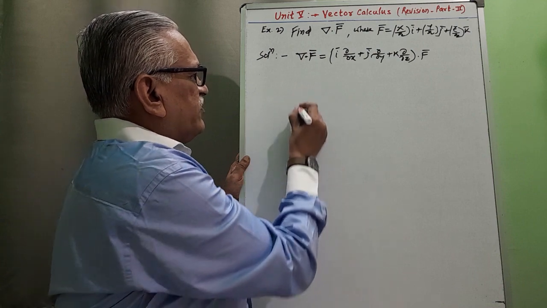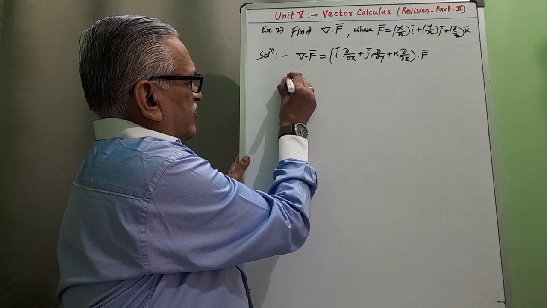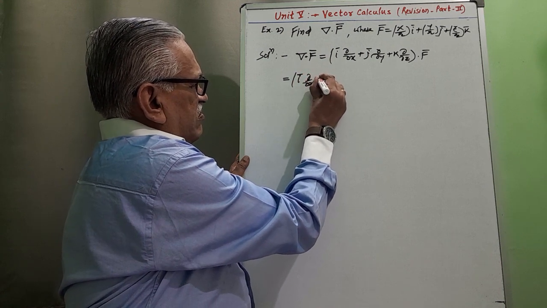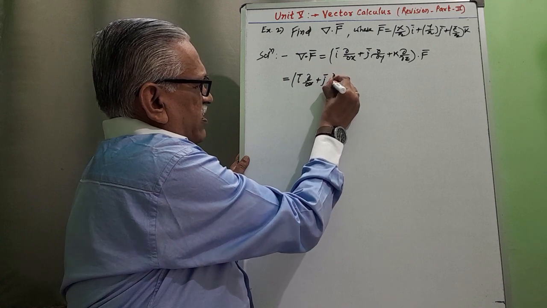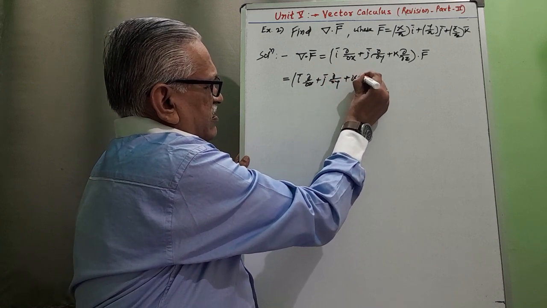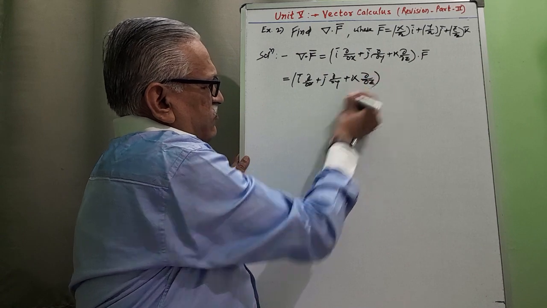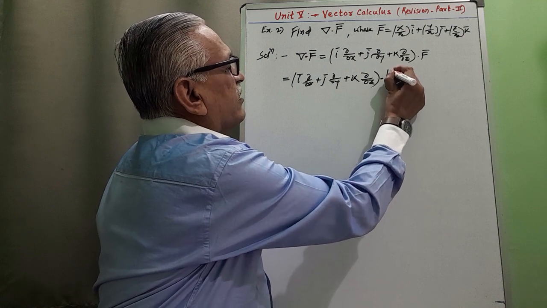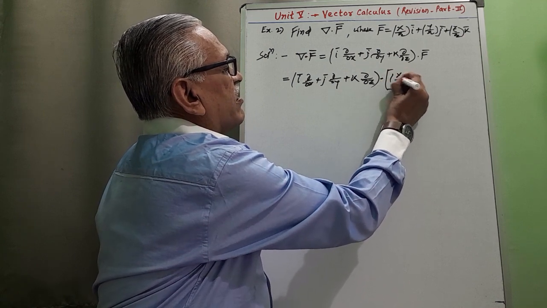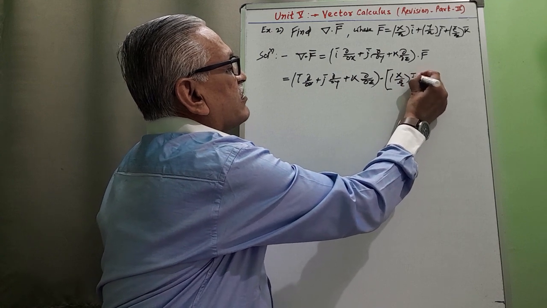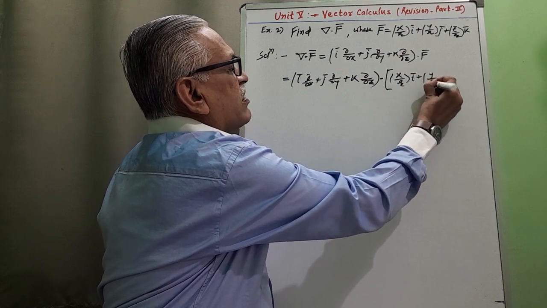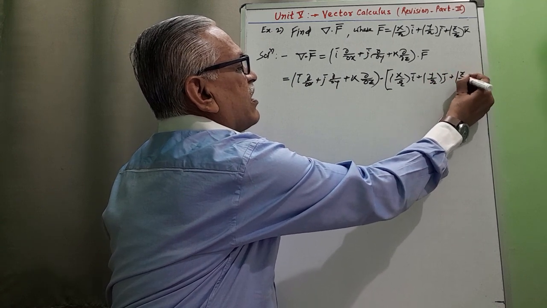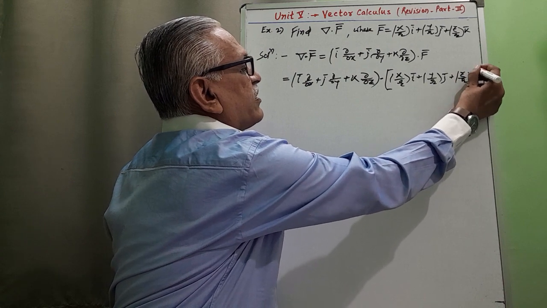And therefore it is i dou by dou x plus j dou by dou y plus k dou by dou z, a vector quantity, a dot product with another vector quantity, that is x by r into i plus y by r into j plus z by r into k.